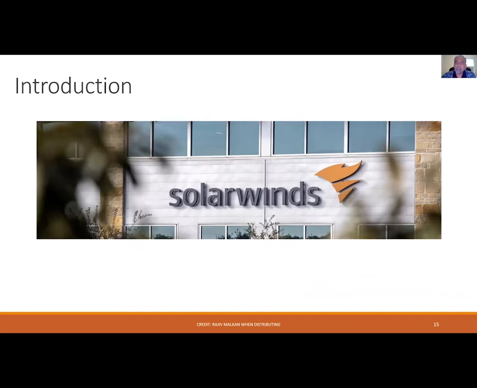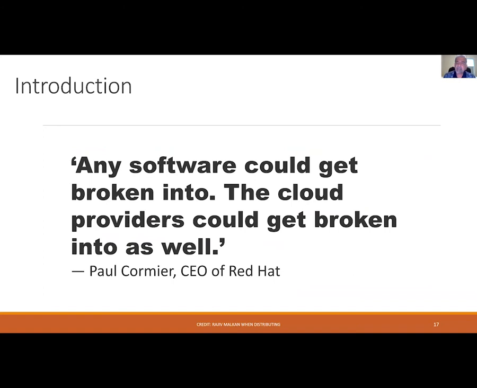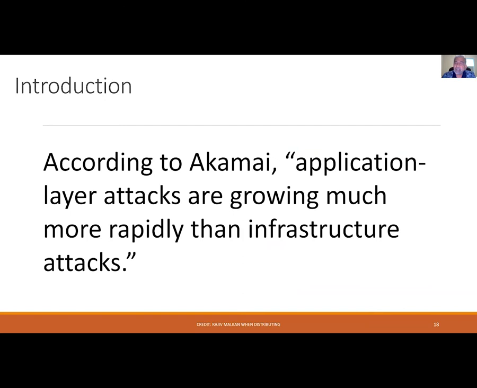SolarWinds, we all know about SolarWinds, because about 120,000 customers of SolarWinds were under attack. After the SolarWinds attack, the CEO of Red Hat said that any software would get broken into, and the cloud providers may get broken into as well. This is an eye-opener for all of us, and it's why secure coding is so critical.